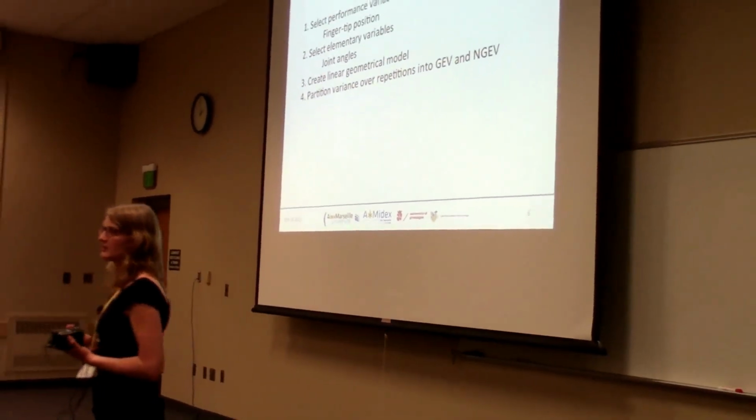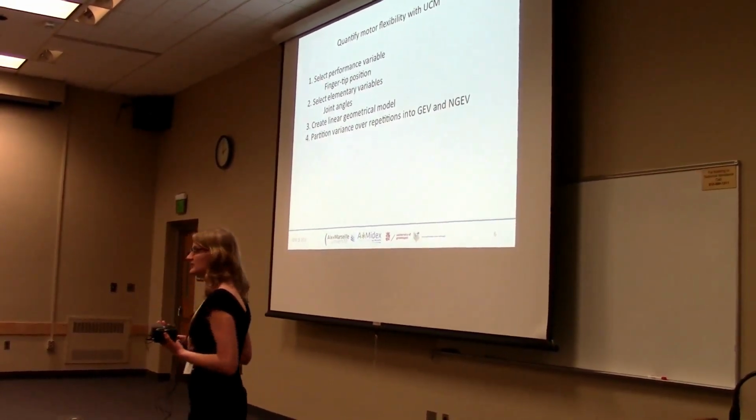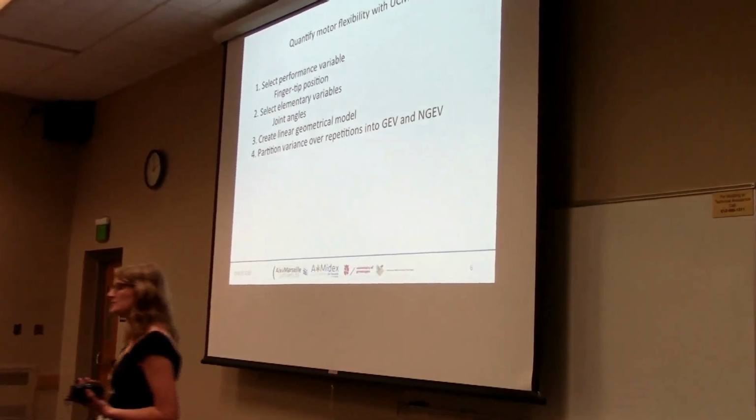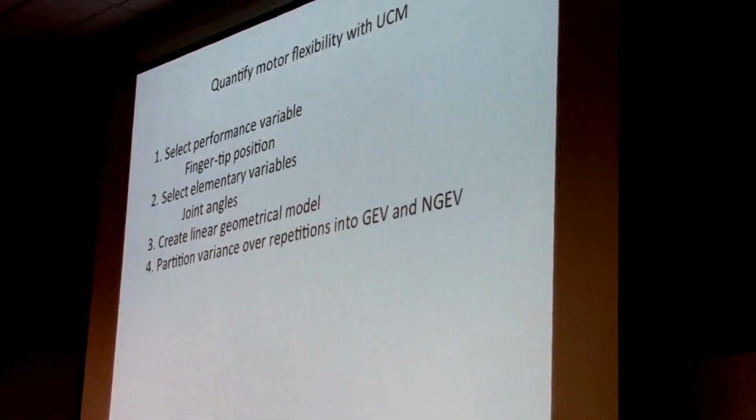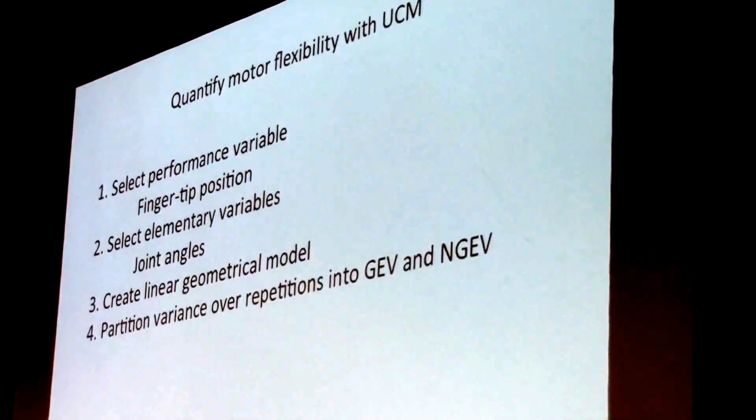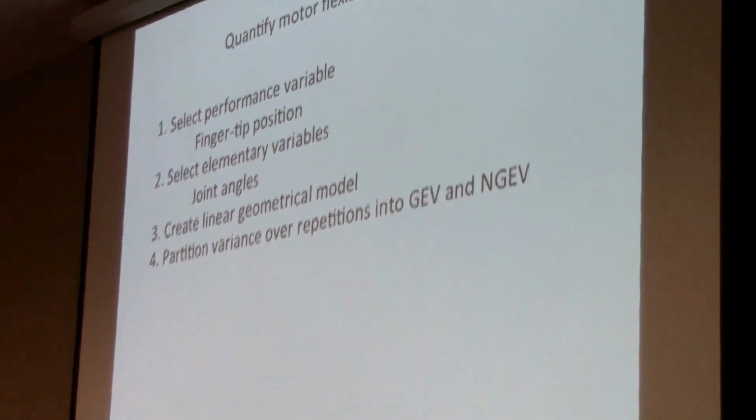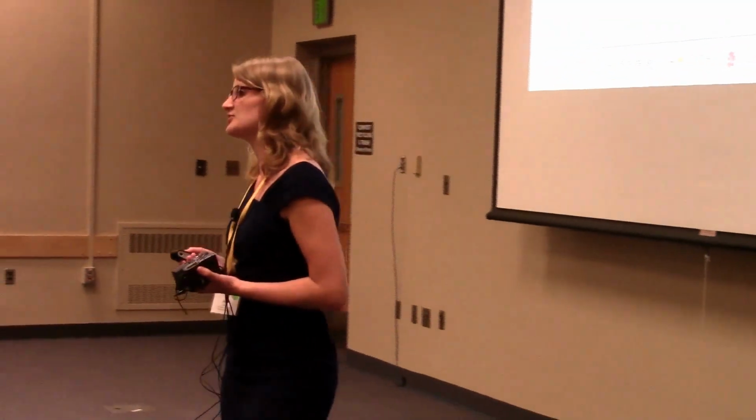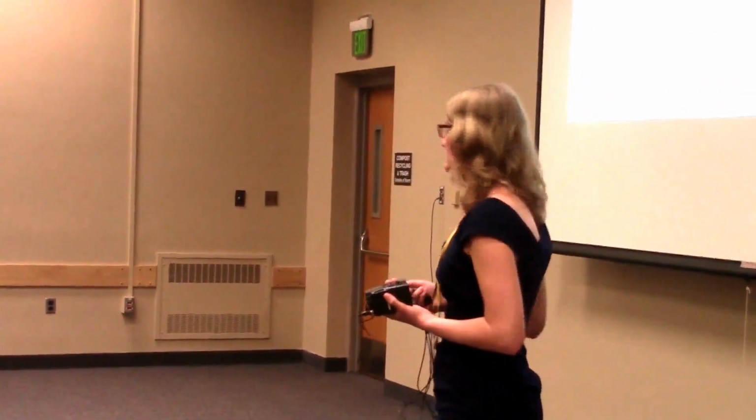To quantify motor flexibility, we use the uncontrolled manifold method. And the first thing we do in this method is select a performance variable. And the performance variable we think is controlled in our task is the fingertip position. And this is controlled through the elemental variables, which are the joint angles. And of these two, we make a linear geometrical model. And when we've made that model, we can partition into the two types of variability, the goal equivalent variability and the non-goal equivalent variability.